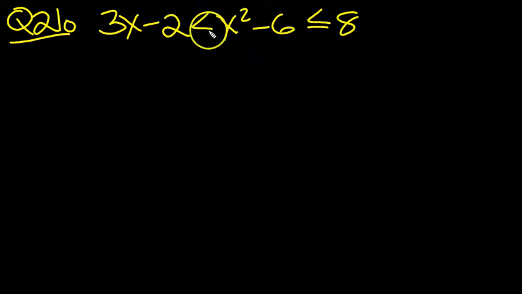3x minus 2 is less than x squared minus 6, which in turn is less than or equal to 8. We've got two separate problems here, the left-hand side inequality and the right-hand side. So let's have a look at the left-hand side inequality first.